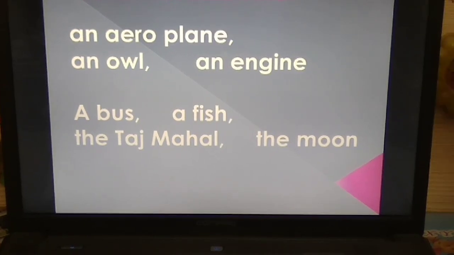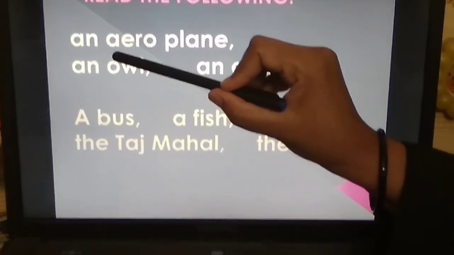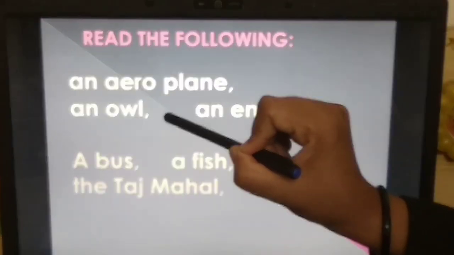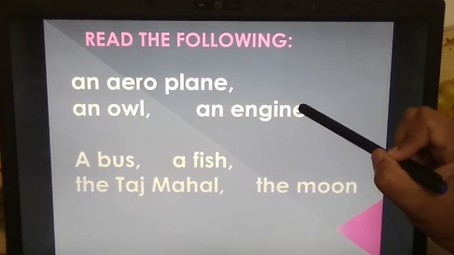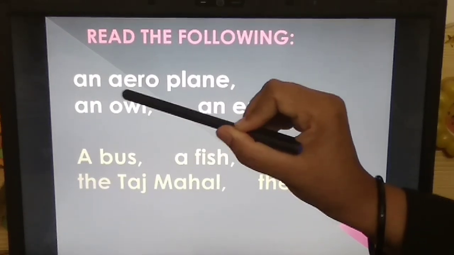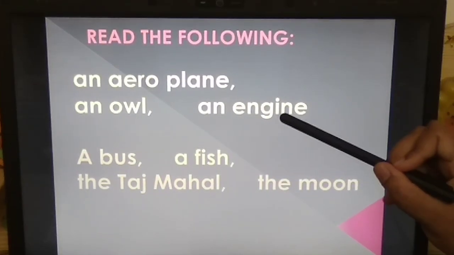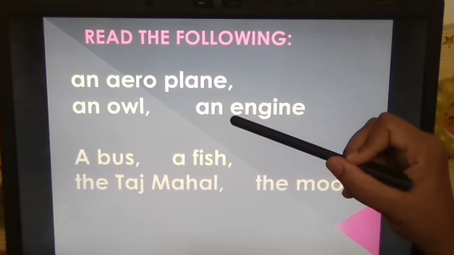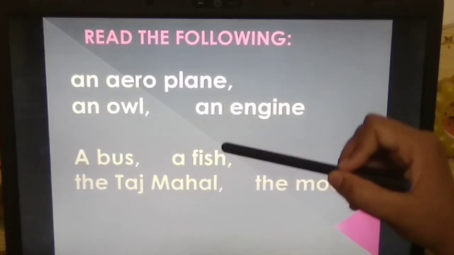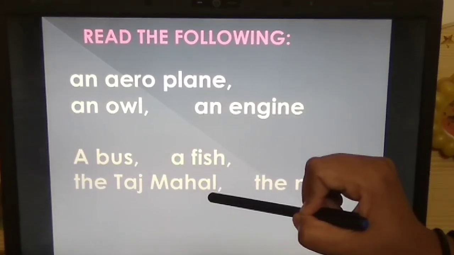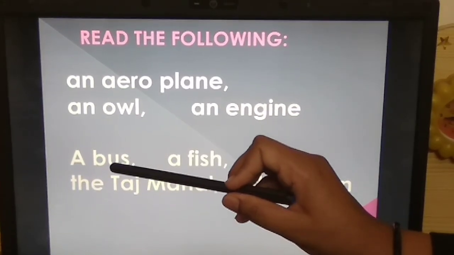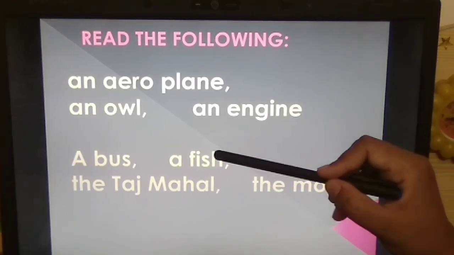Read the following. What is this? Read it out. An aeroplane. An owl. An engine. Now before aeroplane, what we are placing? An. Before owl, what we are placing? An. Before engine, we are placing An. Now next group of words, see. A bus, a fish, the Taj Mahal, the moon. Before a bus, we have placed a. Before fish, we have placed a.